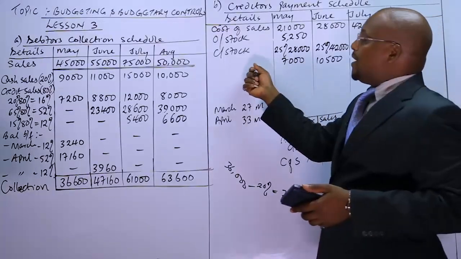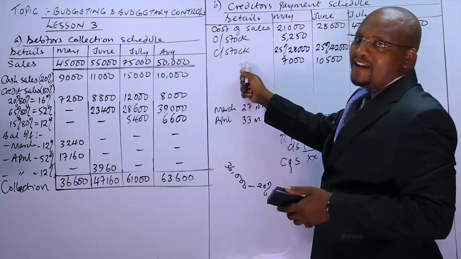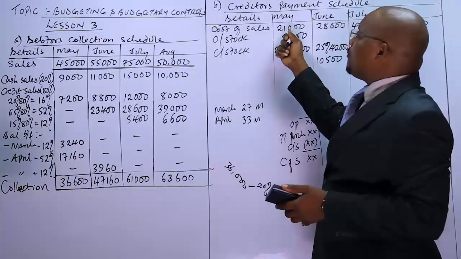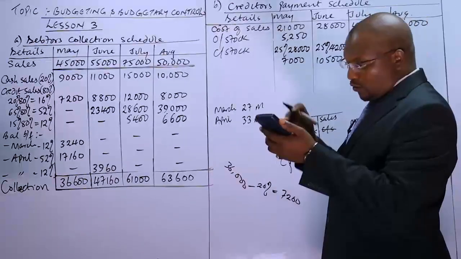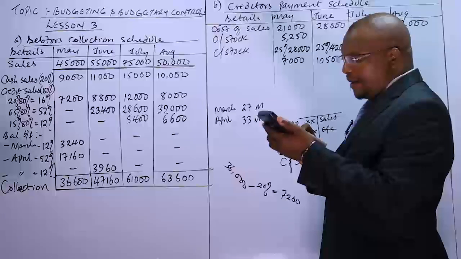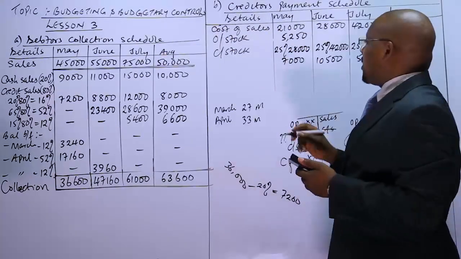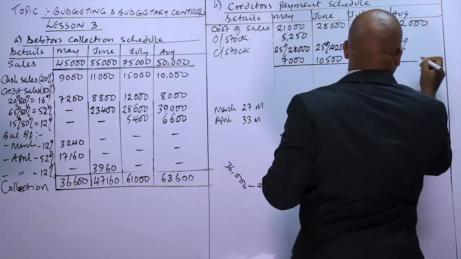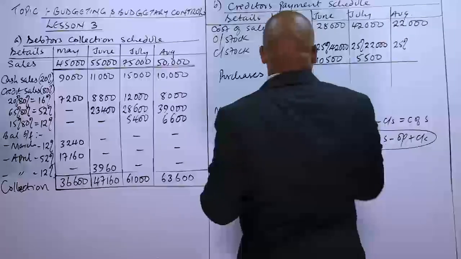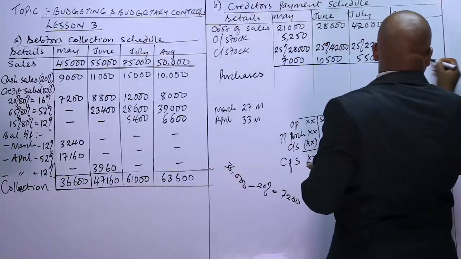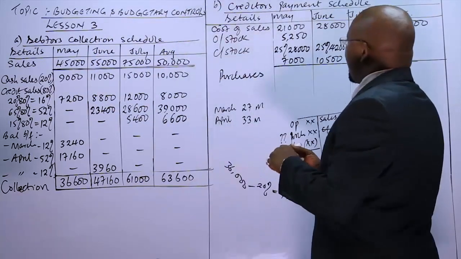It started even in the month of April and backwards. So even in April, the closing stock must have been 25% of the cost of sales of May. And no wonder, if you do 0.25 of the cost of sales of 21,000, it is coming to 5,250, the figure that you have been given already in the question. So that is very true. So now with this, we can get our purchases. We have here our purchases.